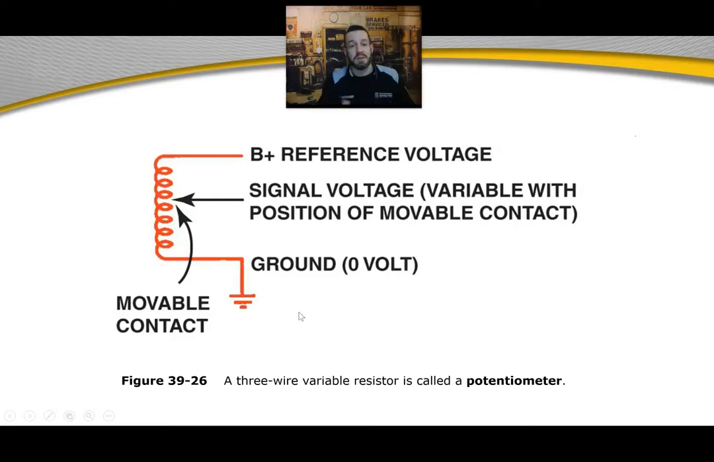A potentiometer is a variable resistor. You have your reference voltage. This would be a throttle position sensor, some sort of position sensor, basically an accelerator pedal position sensor.